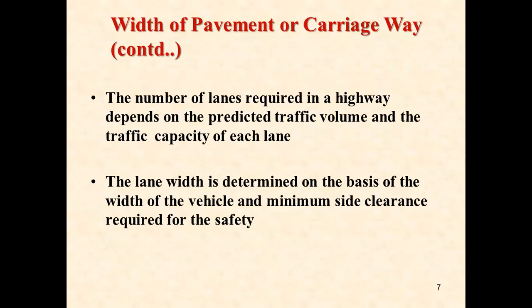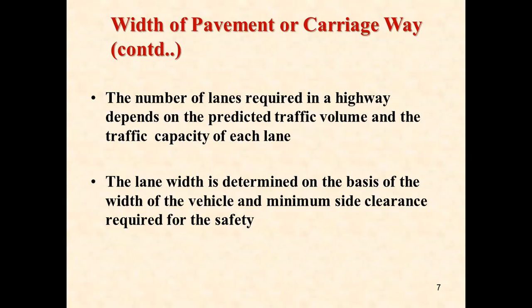The lane width is determined on the basis of the width of the vehicle and the minimum side clearance required for safety. The first factor is the traffic volume. The second is the dimensions of the vehicles, which is also taken into consideration. Based on that, you provide the width of the pavement or carriageway. The second one is the dimensions of the roadway vehicle.